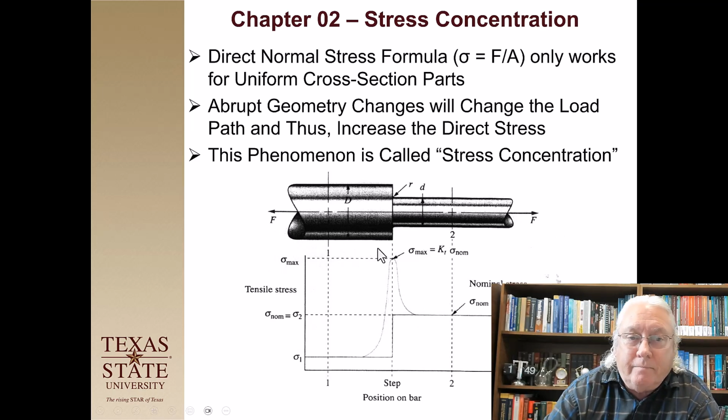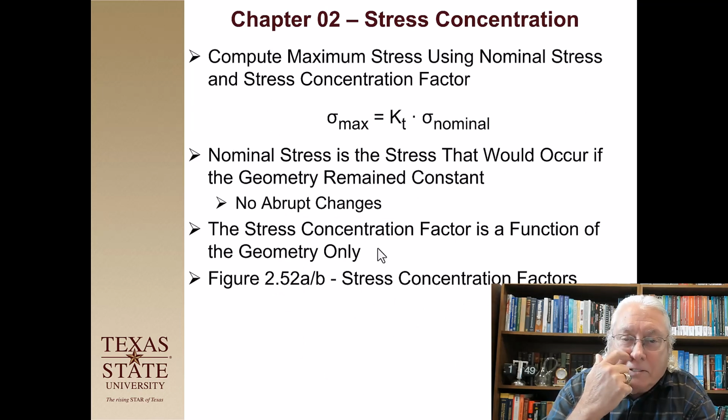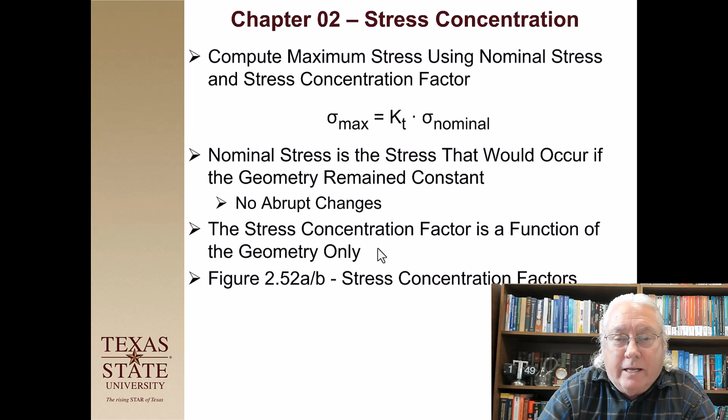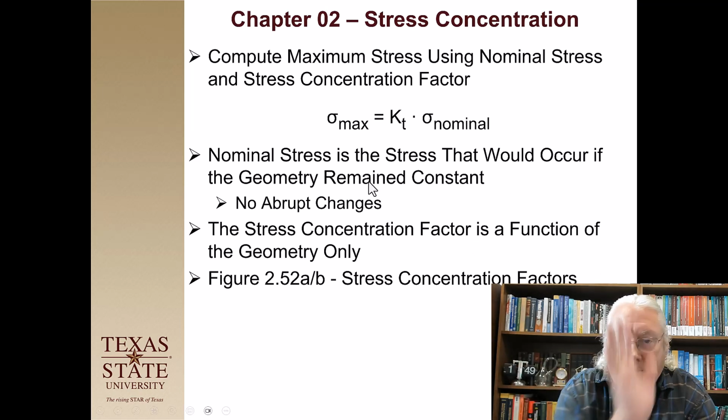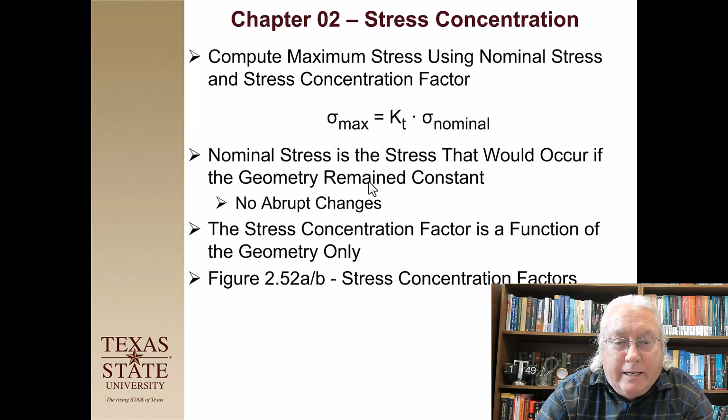Okay. So here's how we calculate this equation from the last sheet. We calculate the maximum stress by multiplying the stress concentration factor by the nominal stress that we calculate on the small diameter. So the nominal stress is the stress that would occur if the geometry remained constant, with no abrupt changes. Stress concentration, like I said a minute ago, is a factor of geometry only. And there are some figures in the textbook that let you figure out what these K factors are.